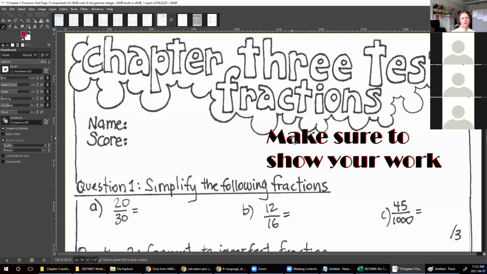If you don't show your work, it's really kind of pointless that you sat through this 1 hour. It's good to know how to do these, but you can use your calculator to help. When you're simplifying 45 divided by 1,000, it's like, well, I think I can divide by 5, but what is 45 divided by 5? You can do that in your calculator. 45 divided by 5 gives you 9. Cool. And 1,000 divided by 5 gives you 200. Cool.